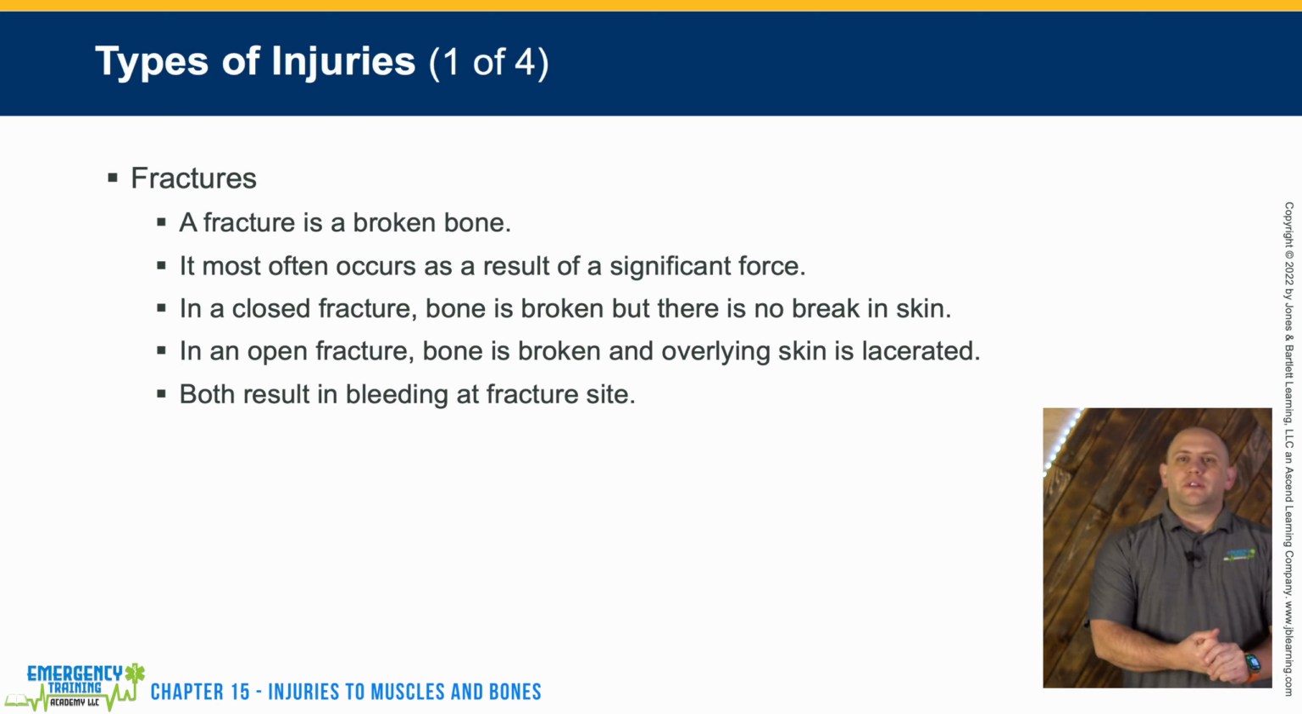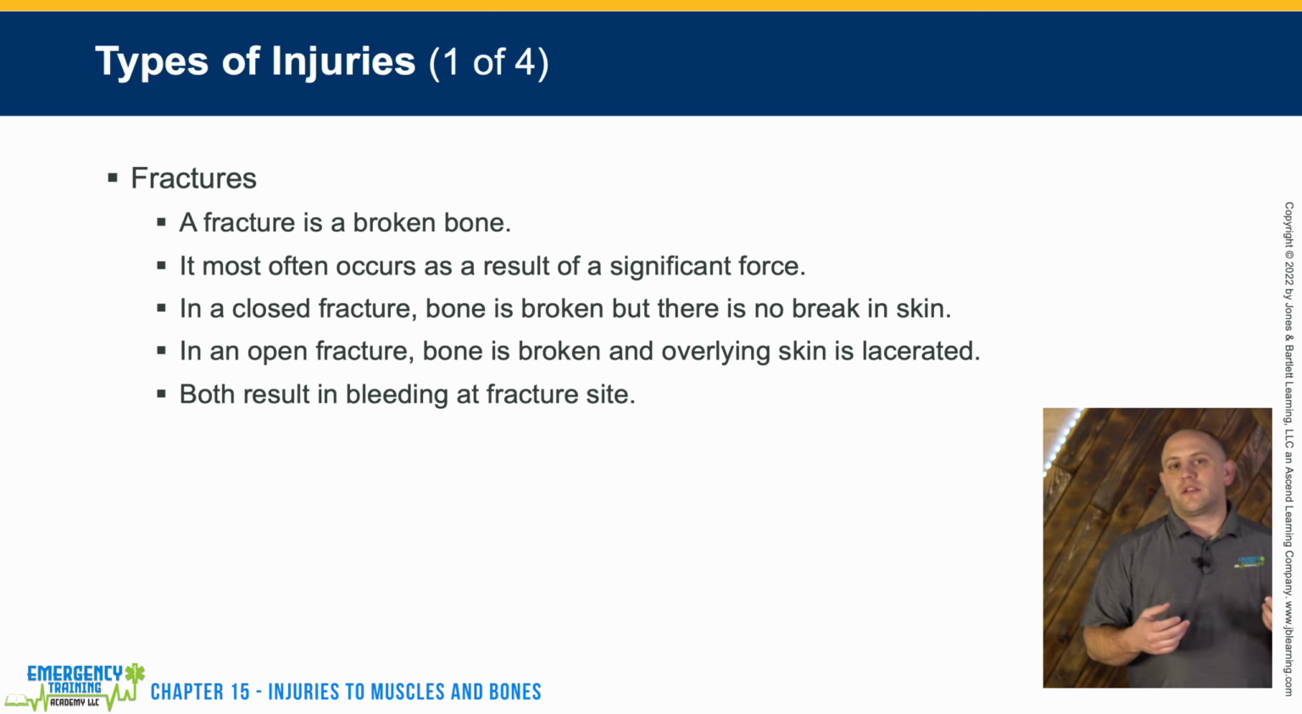So there are several types of injuries that we can deal with. The first one that we're going to talk about is fractures. Fractures are anytime there's a break to the bone. This can be either an open fracture, which means that the skin is open and the bone is sticking out, or it can be a closed fracture where the bone is broken but there's no break in the skin.